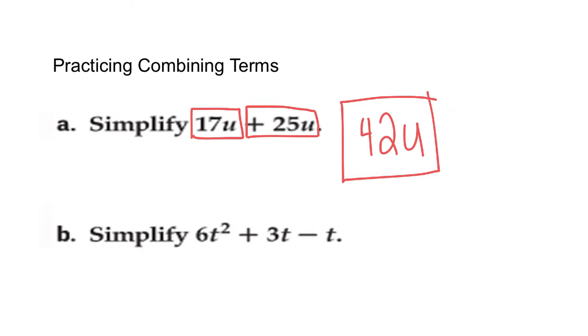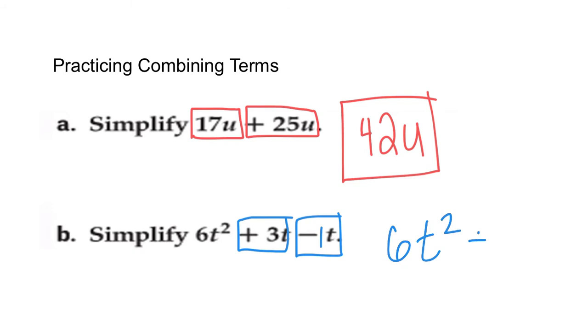So in B, I have a 6T squared, a 3T, and a T. The only things we can combine are this positive 3T and this negative 1T, because they have a plain T with no exponent, or an understood exponent of 1. We can't combine them with a T squared because they don't have an exponent on either of them. So T squared's the only one like that, it stays. These can go together to make this smaller, make it simpler. So when I give my answer, I'm going to keep the 6T squared, and then I'm going to combine 3 with negative 1 to get positive 2T.